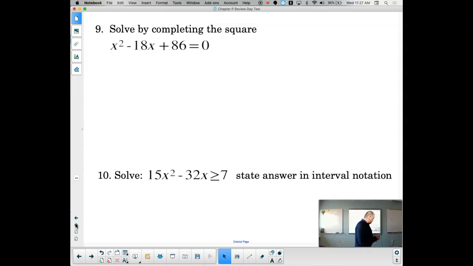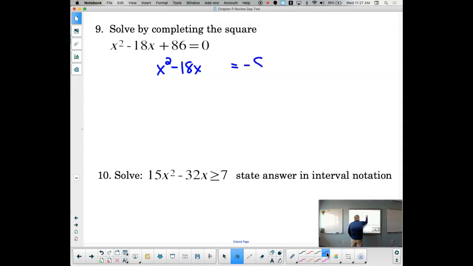All right, I'm going to go. So first thing, I'm going to rewrite this equation as x squared minus 18x equals negative 86. Then off to the side, I'm going to say, well, my b here is negative 18. I'm going to divide that by 2, and that's going to be negative 9. And then I'm going to square that, and that's going to be 81. So I'm going to add 81 to both sides.